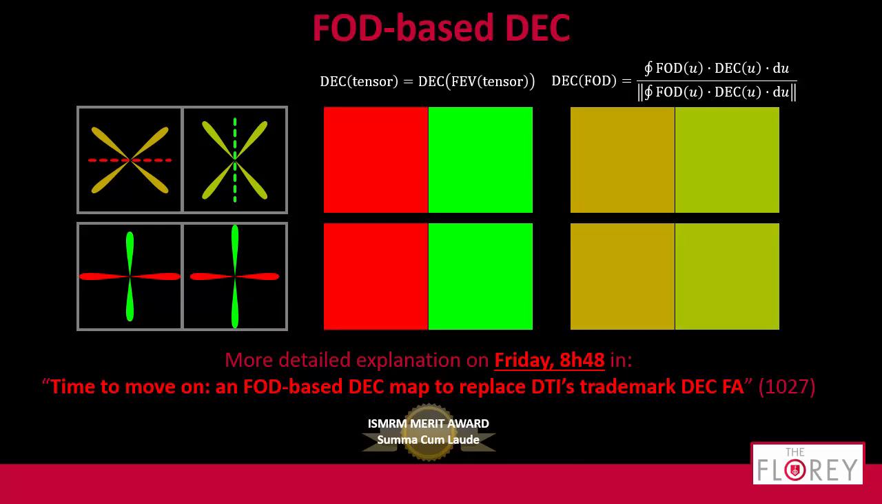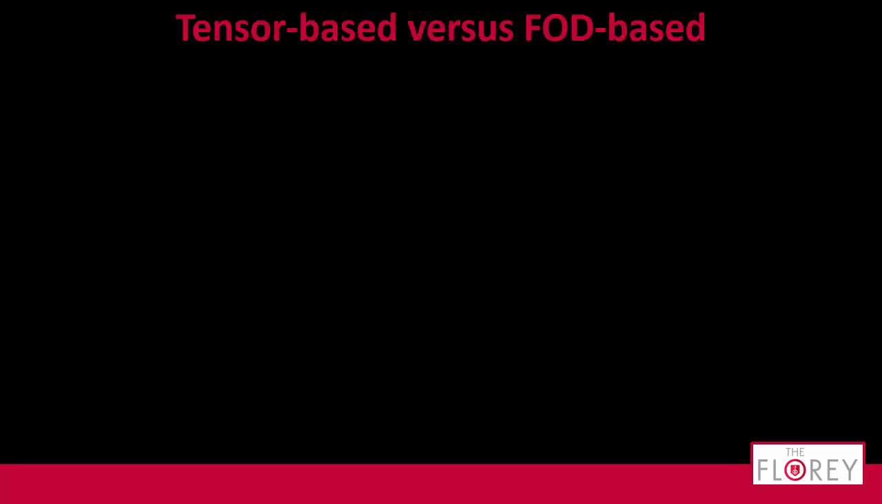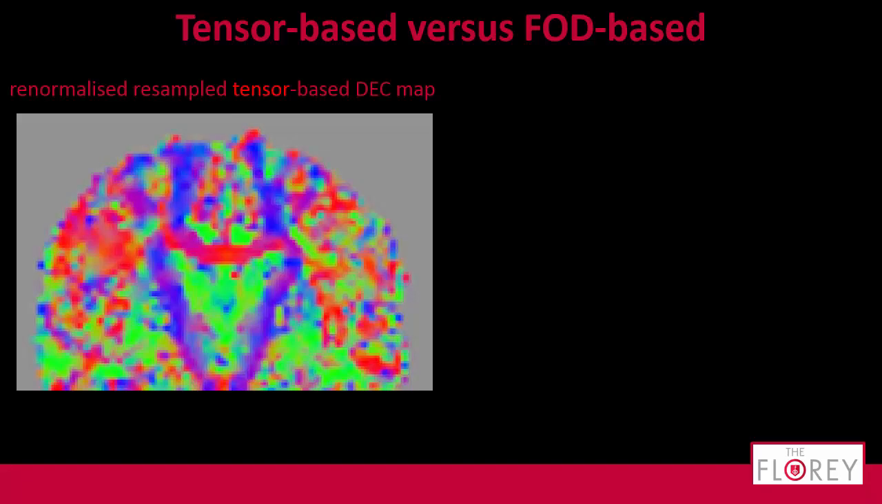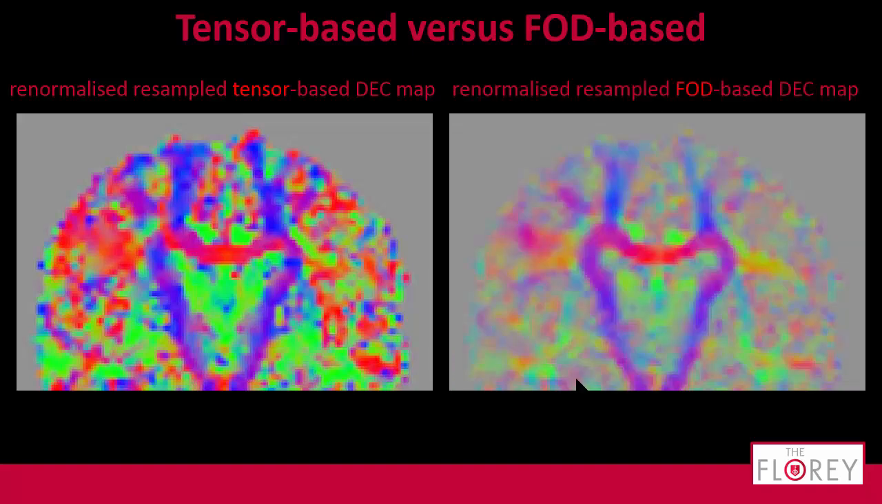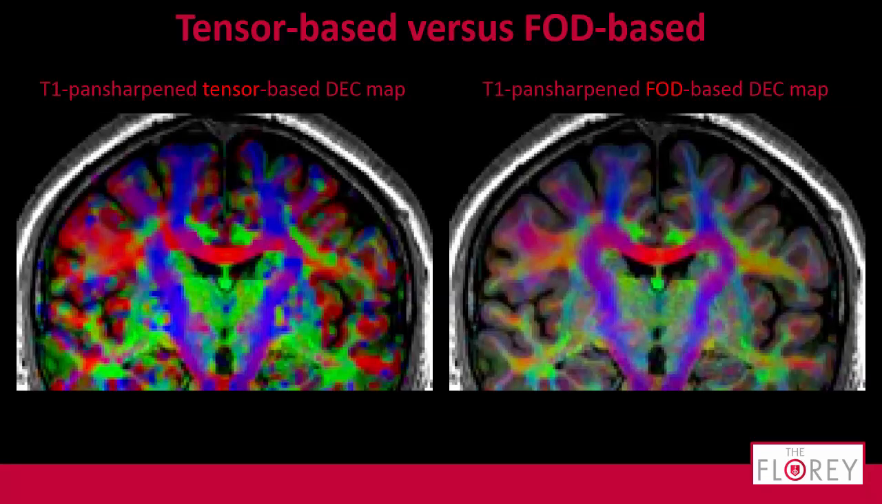So let's see how this works out in practice. Well, we had this one after all the pre-processing that I just described and before the weighting. If we do the same thing but based on the FOD, you get this one. So less saturation, but it's smoother. And now let's weight by the T1, and you get this.